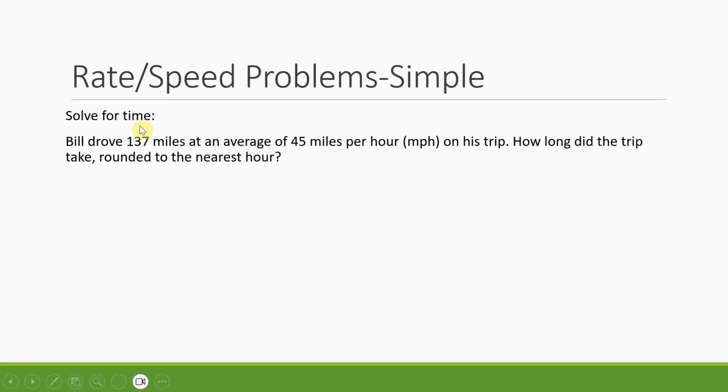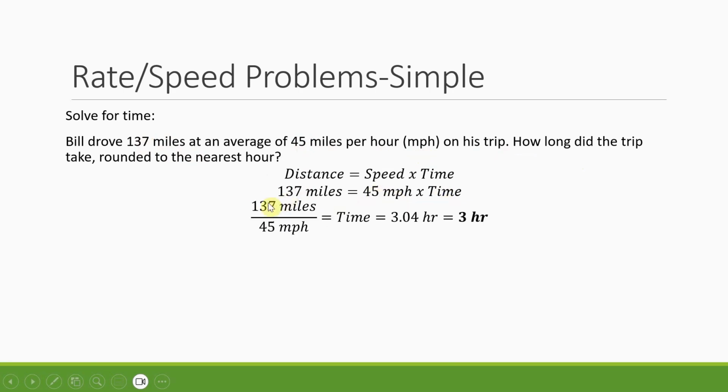So we'll start with solving for time. Bill drove 137 miles at an average of 45 miles per hour. You'll often see that as mph. On his trip, how long did the trip take, rounded to the nearest hour? So here's our formula again, and I can just plug these in. They told me it's 137 miles, that's my distance. 45 miles per hour is my speed. There we go. I can solve for time by just dividing by 45. So 137 divided by 45 gives me 3.04, or 3 hours if I'm rounding to the nearest hour.